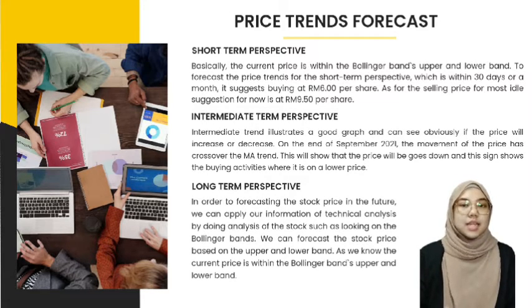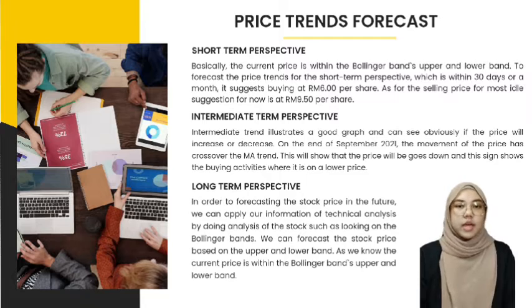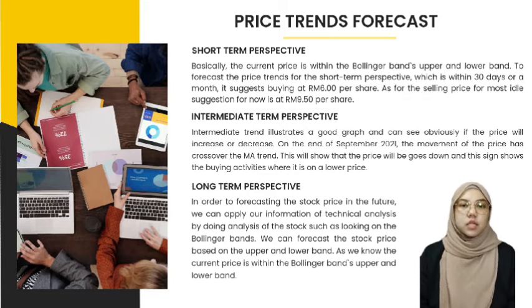Second is the intermediate-term perspective. The intermediate trend illustrates a good graph and shows clearly whether the price will increase or decrease. At the end of September 2021, the movement of the price crossed over the MA trend. This shows that the price will go down, and this sign shows buying activities at a lower price. The last one is the long-term perspective.